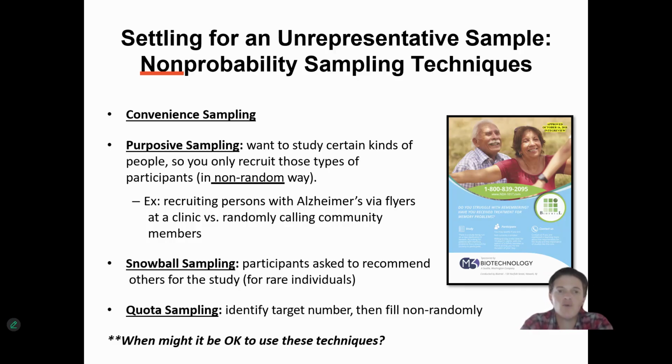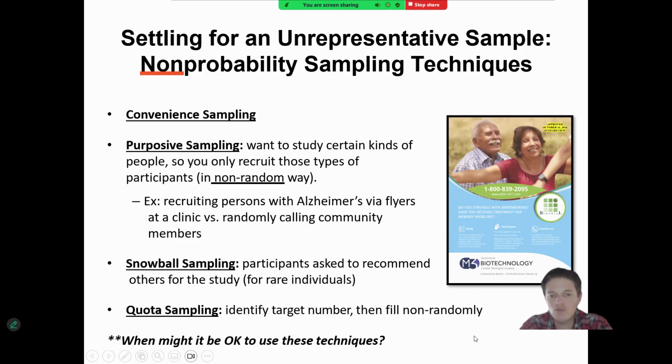Another one is called snowball sampling. Participants are asked to recommend others for the study, and this might be in rare cases. So let's say you put up that flyer looking for people with Alzheimer's, and then you ask those people to help you find other people who have Alzheimer's. So you're snowballing off of that person to get more participants.